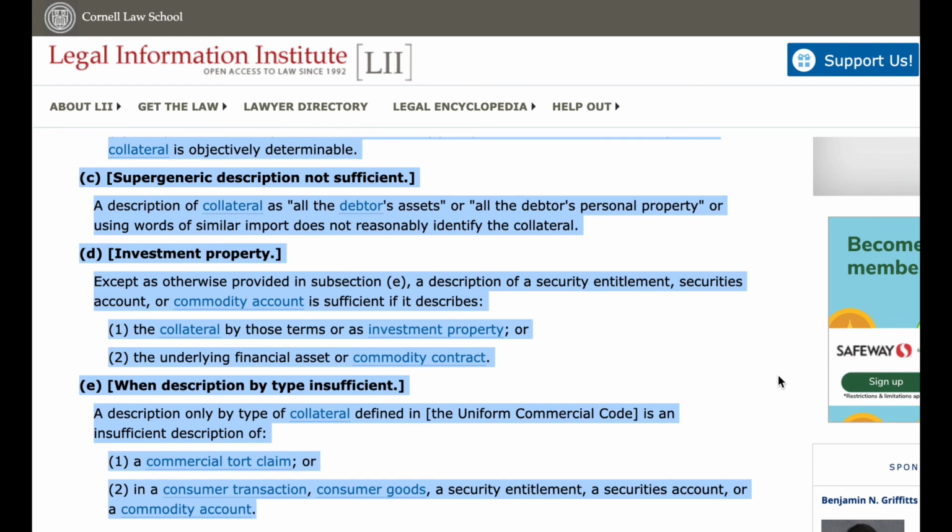D. Investment property. Except as otherwise provided in subsection E, a description of a security entitlement, securities account, or commodity account is sufficient if it describes 1. The collateral by those terms or as investment property, or 2. The underlying financial asset or commodity contract. E. When description by type insufficient. A description only by type of collateral defined in the Uniform Commercial Code is an insufficient description of 1. A commercial tort claim, or 2. In a consumer transaction, consumer goods, a security entitlement, a securities account, or a commodity account.